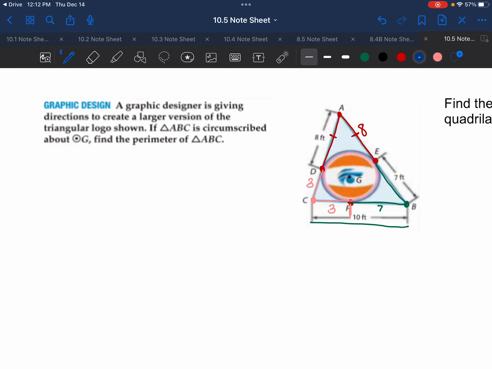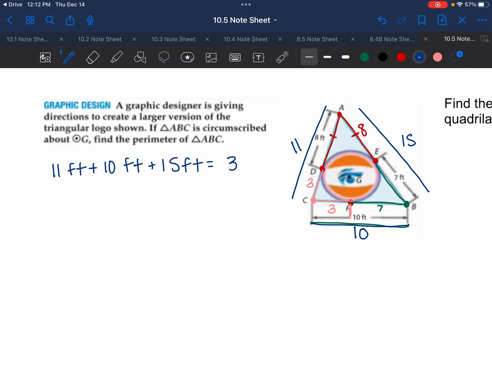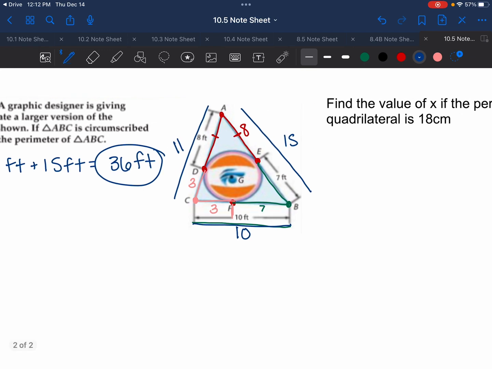So the perimeter would be AB plus BC plus CA. Well, AB is 8 plus 7, which is 15. We are told that this is 10, and 8 plus 3 is 11. So 11 feet plus 10 feet plus 15 feet, perimeter of 36 feet for triangle ABC. All right, moving on.